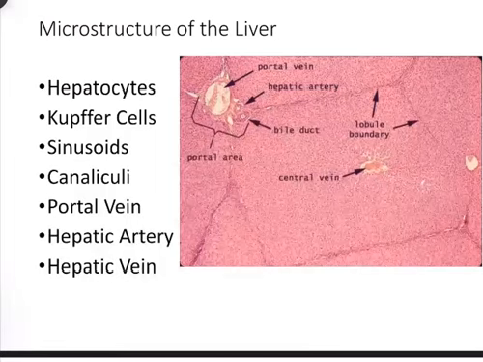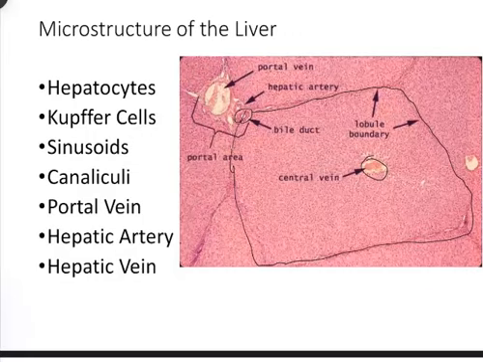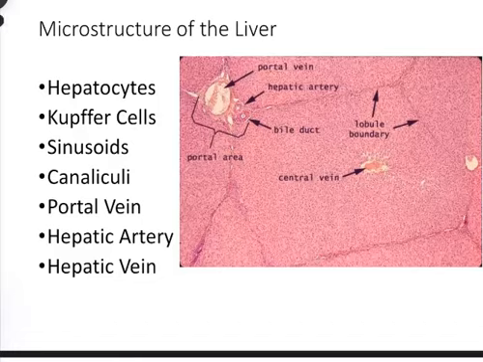This is a microscopic view of your liver, based on the microstructure. You can see the hepatocyte, which is this hexagonal cell. Then you have the central vein, the bile duct, hepatic artery, and the portal vein. How do you differentiate your vein from your artery? You can see it in this structure.